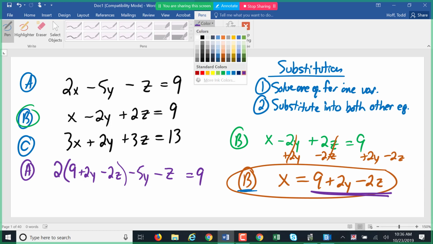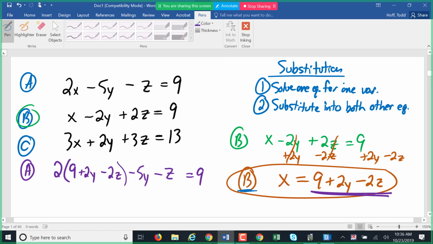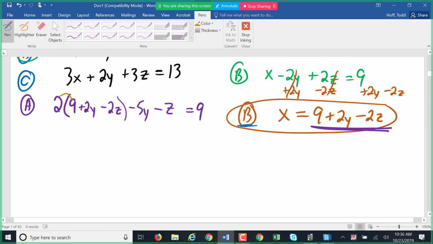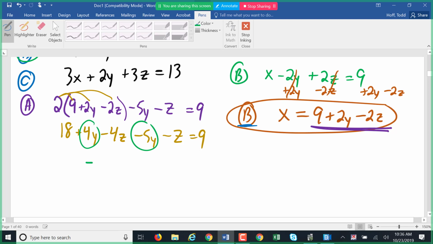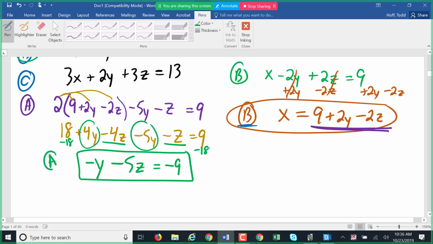And now, of course, we have to simplify this. And what we're going to get is an equation that now only has 2 variables in it. I'm going to distribute the 2, giving me 18 plus 4y minus 4z minus 5y minus z equals 9. And then we're going to combine 4y and negative 5y to make a negative y. Negative 4z and negative z to make negative 5z. And I'm going to subtract 18 from both sides to get rid of the constant on the left side. 9 minus 18 is negative 9. So there is my modified equation A. Negative y minus 5z equals negative 9.